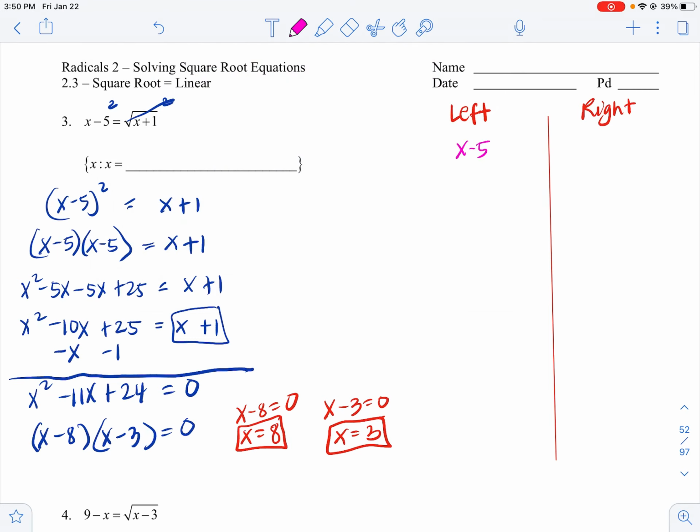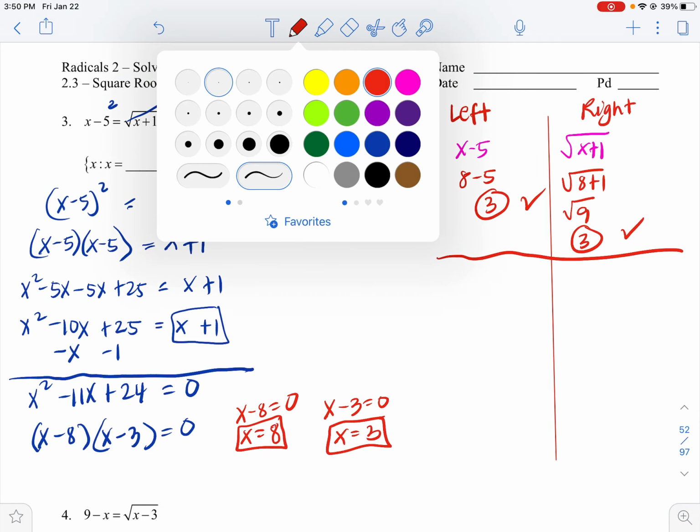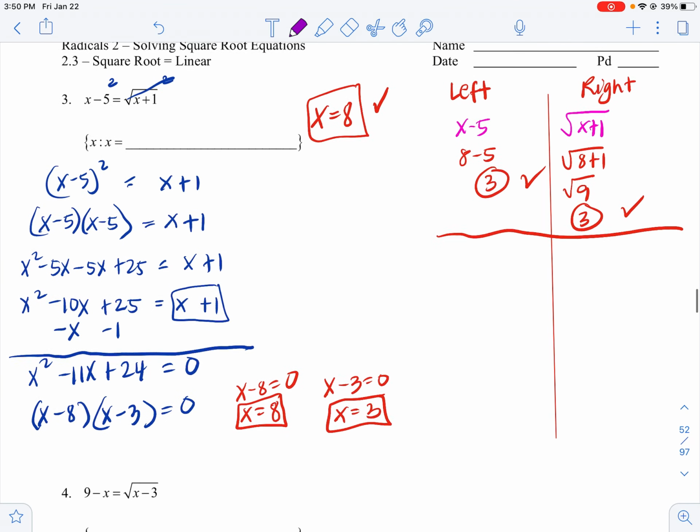Let's copy our equations first. We have x minus 5 on the left. We have the square root of x plus 1 on the right. First, let us plug in x equals 8. That's technically 8 minus 5, that's a 3. And then 8 plus 1, square root of 9, that's a 3. So 3 works, check and check. So 8 works.